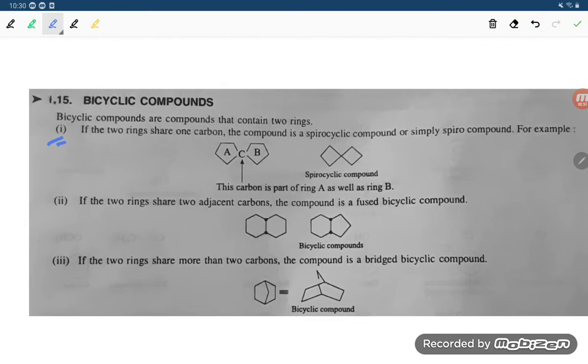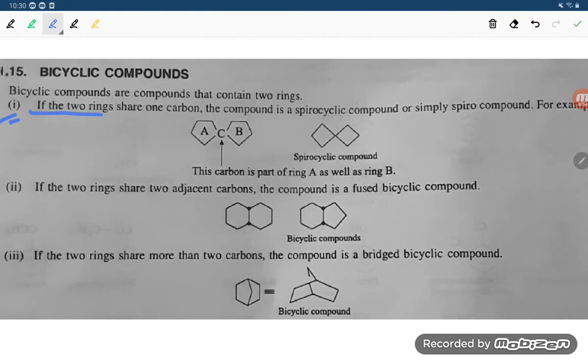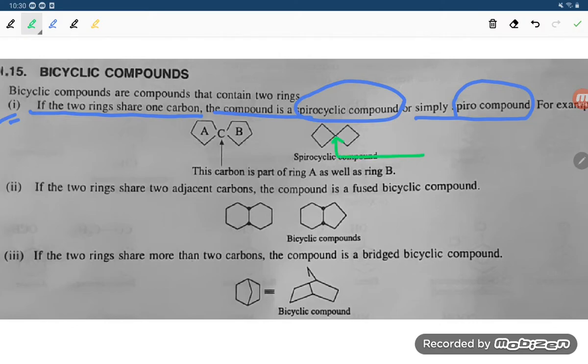Case 1. If two rings share one carbon, the compound is a spirocyclic compound, or simply a spiro compound. For example, here if you see, students, this carbon is the common carbon for two rings. If a common carbon for two rings is there, that is what is known as a spiro compound.